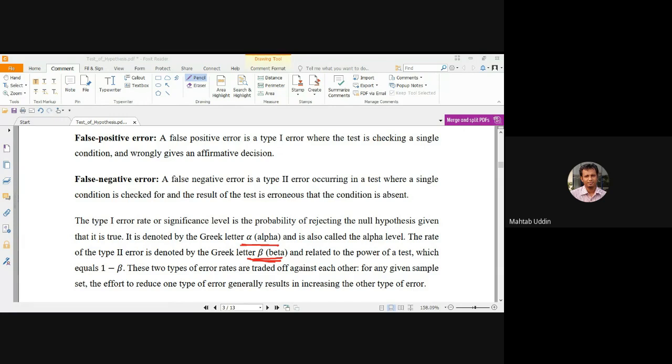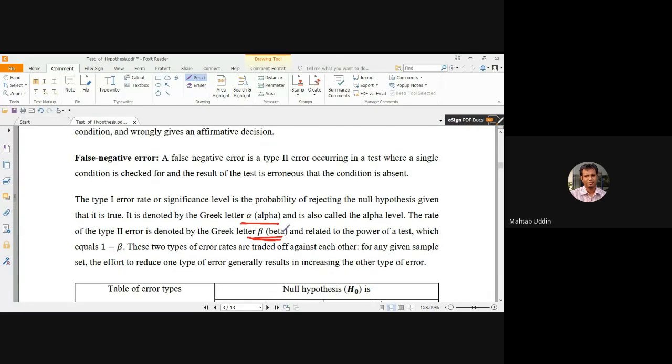What I have said, type 2 is very alarming, very fatal, right? So we must avoid type 2. তার জন্য আমাদের কি করতে হবে? টাইপ 2 অ্যাভয়েড করতে হবে না? জি স্যার। Probability of type 2 is beta. So avoiding probability of type 2 is what? 1 minus beta স্যার। This is called power of test.